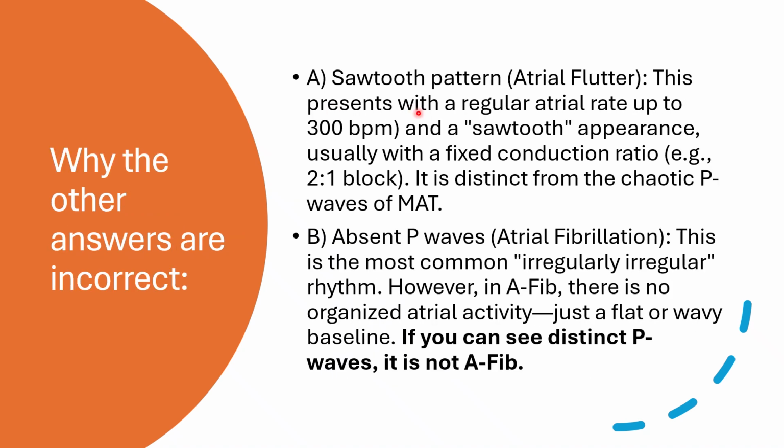Alright, so A is incorrect. A is a sawtooth pattern, which is atrial flutter. In our patient's EKG, we did not see a sawtooth pattern, so it's unlikely to be atrial flutter. B, absent P waves. This is atrial fibrillation. Because we saw P waves in our EKG, it is likely not atrial fibrillation. If P waves were absent, then it could have been atrial fibrillation with an irregular rhythm also.